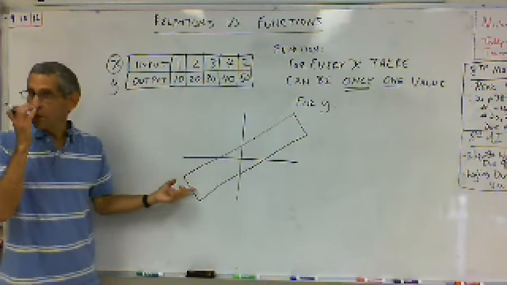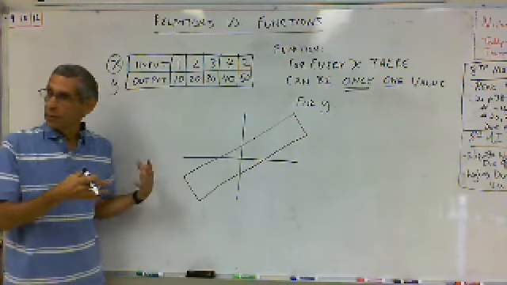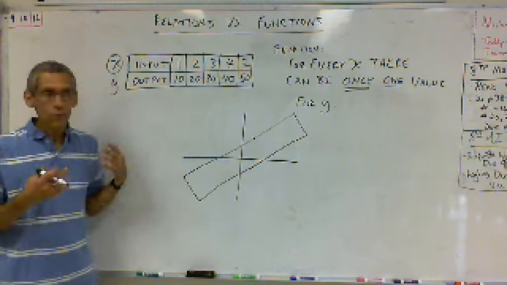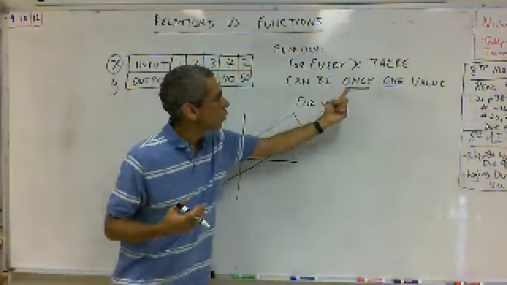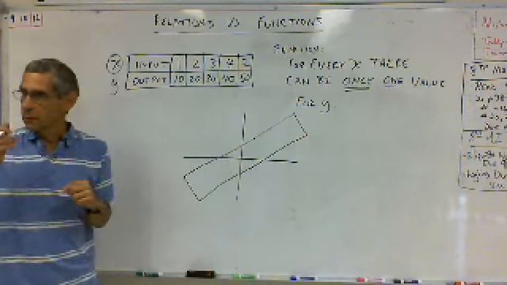We would call this a relation. They're related, but that's not a function. For it to be a function, there can only be one value of y for every x. Okay? Yes.